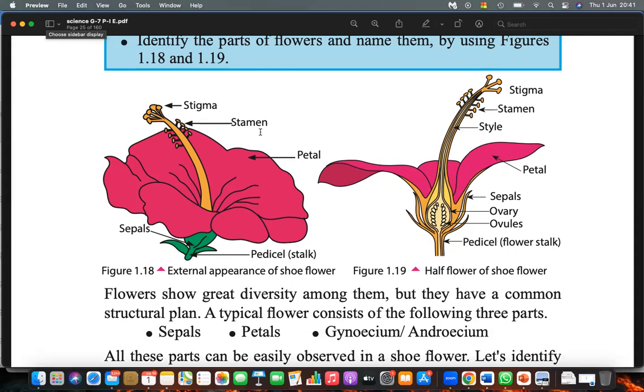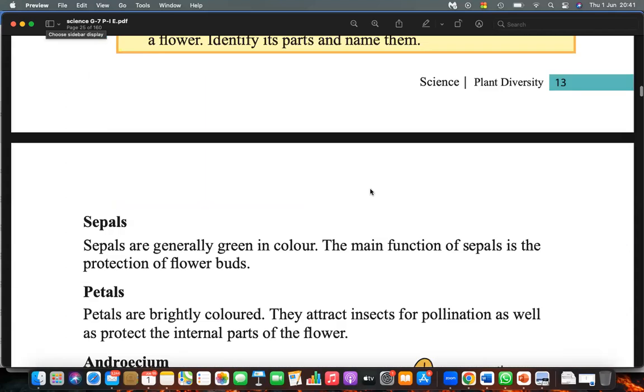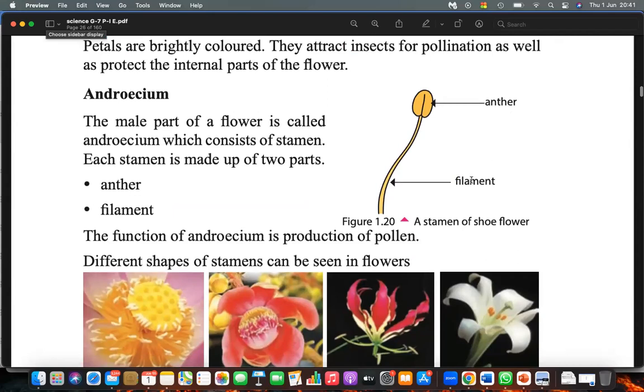Pollination is where here you can see the stamen and the stigma. Then there are the style, stamens and so on. So let's go to the male part of this, and you can see the filament and the anther. In this anther, there are pollens. The male part of the flower is called androecium, which consists of stamens.